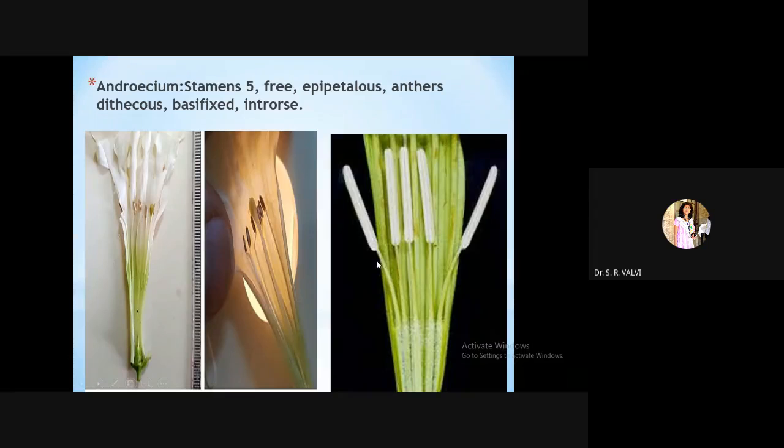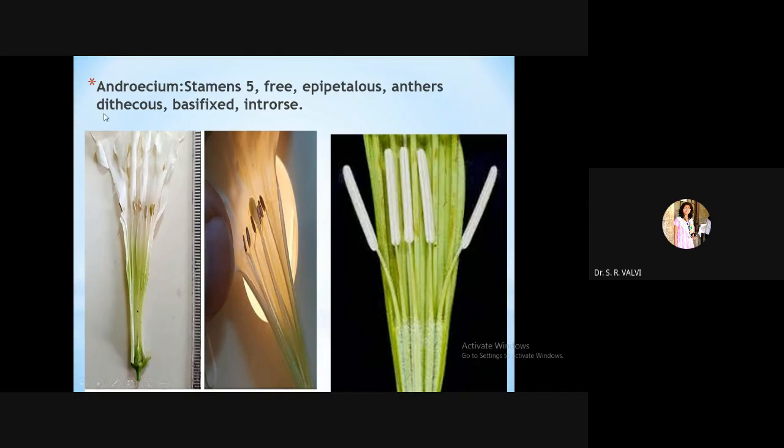See, are you observing these two? From the base they are not separated out. Only from half of this, the filament comes out. The rest, right from the base to this half, is attached to the corolla tube. So if it is attached to the corolla tube, it is called what? Epipetalous. The term is epipetalous. If the stamens are attached to the petal, hence epipetalous.